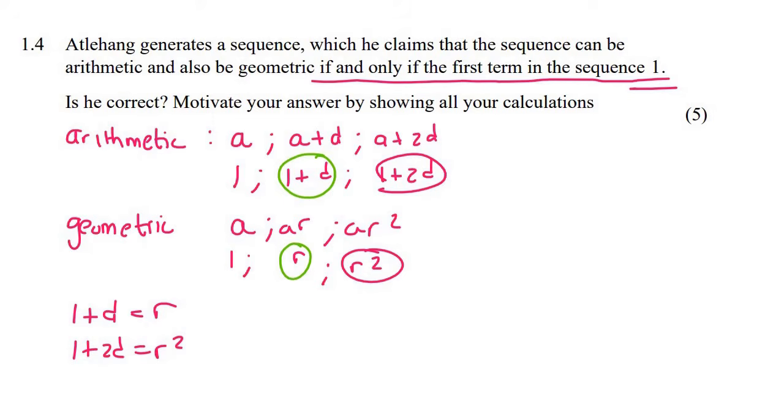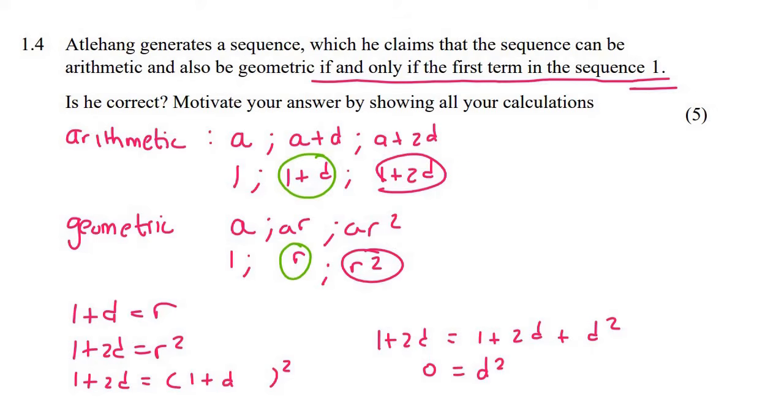So we can do some type of simultaneous equation over here. So we know that R is 1 plus D. So I'm going to put that into the second equation. So 1 plus 2D is equal to, now R is 1 plus D, squared. And so if I had to go multiply that all out, I would eventually get the following. And what you would eventually find here, if you solve, is that D squared is equal to 0. And so if you take the square root, D is 0. Okay, great.